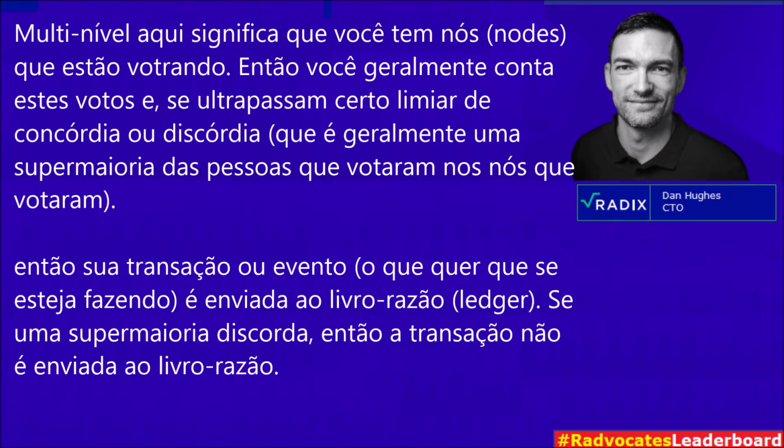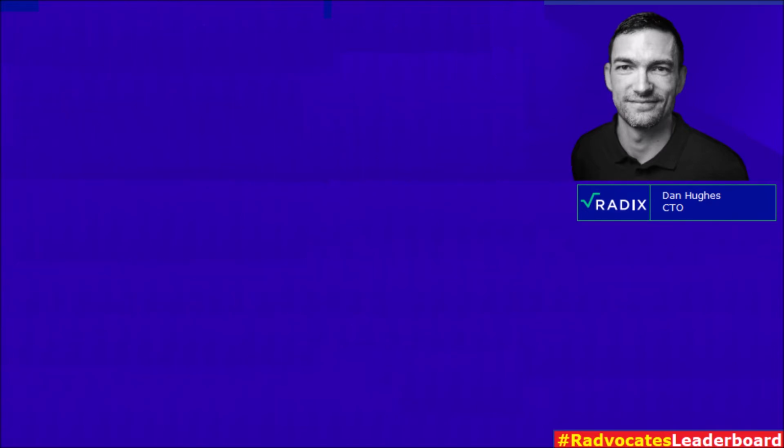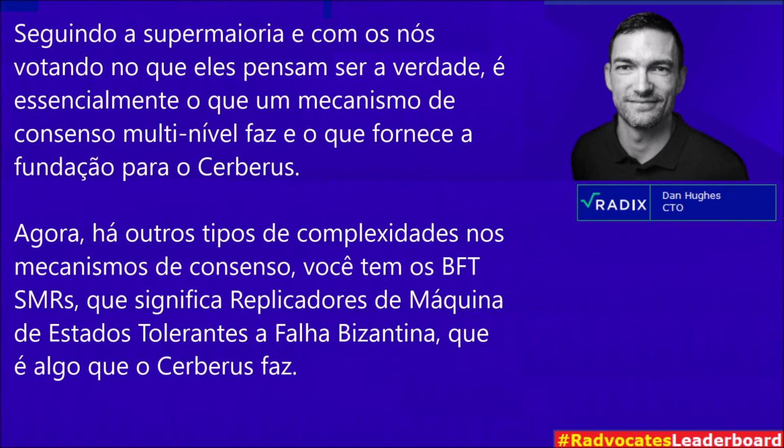And if a supermajority disagree, then it doesn't get committed to the ledger. So by driving with the supermajority, and nodes voting on what they think the truth is, that is essentially what a multi-degree consensus mechanism does, and that provides the foundation for Cerberus.